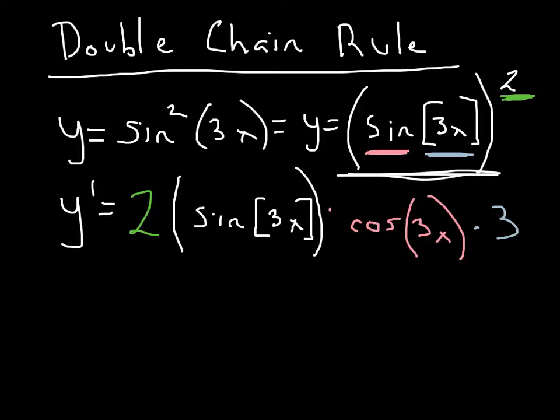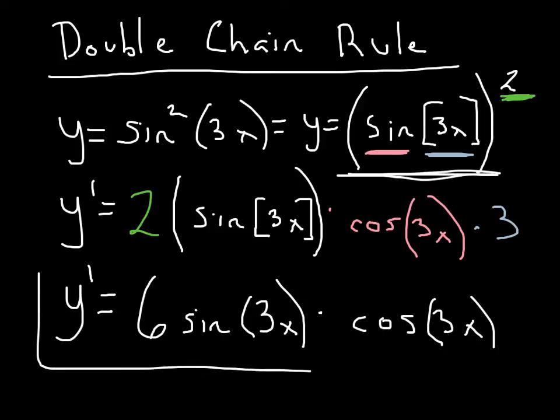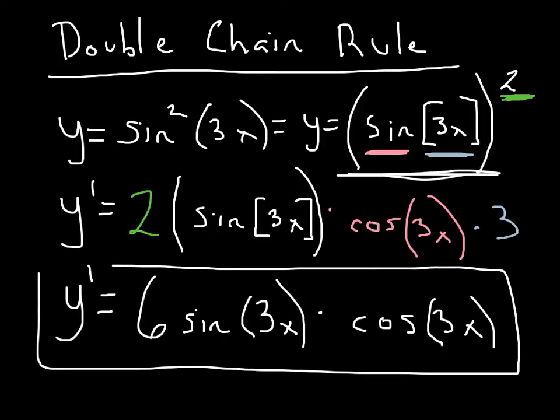So from here, like we did in the past problem, we just need to simplify and combine like terms. We can combine the green and the blue, and get 6 sine of 3x multiplied times cosine of 3x. And even though they have the same numbers in the parentheses, that does not mean they can be combined. And this is your final answer for the double chain rule.